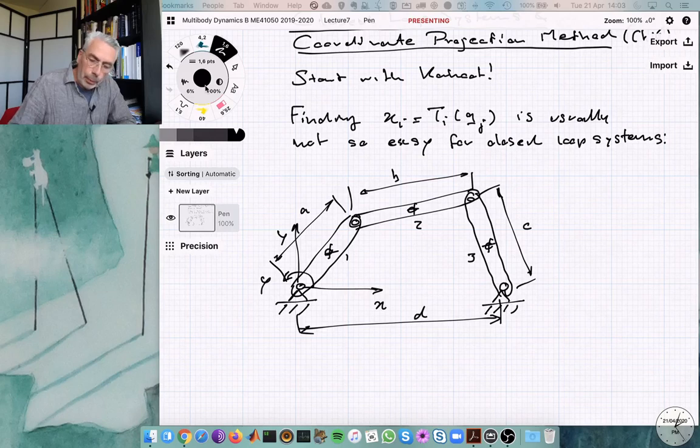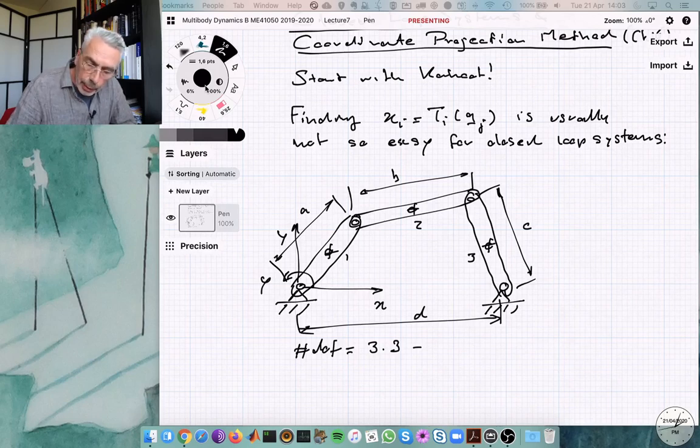Now if we count the number of degrees of freedom, how does that go? Well, we first have to count the number of rigid bodies times 3, so 3 times 1, 2, 3 rigid bodies, minus the number of constraints. Well, we have 1, 2, 3, 4 joints which take away 2 degrees of freedom, because it's the x and the y connected. So the answer is 1. So we have 1 degree of freedom.